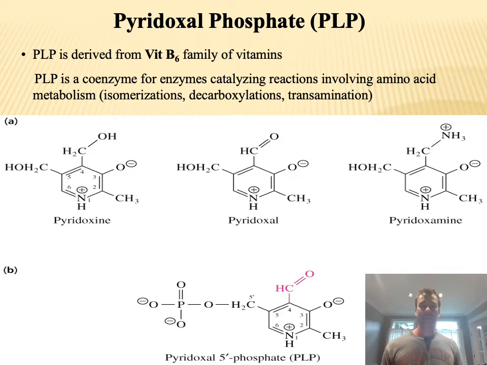Another example is pyridoxal phosphate, or PLP. It's derived from vitamin B6. It's a coenzyme for enzymes catalyzing reactions involving amino acid metabolism like isomerizations, decarboxylations, transamidations.